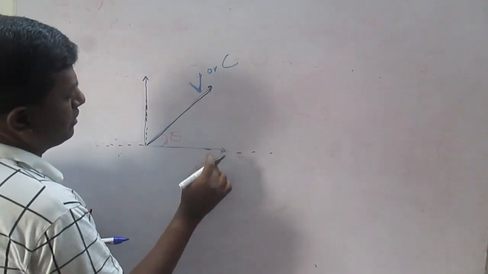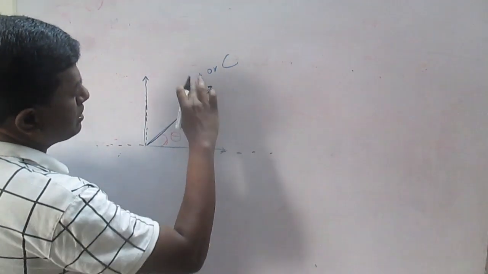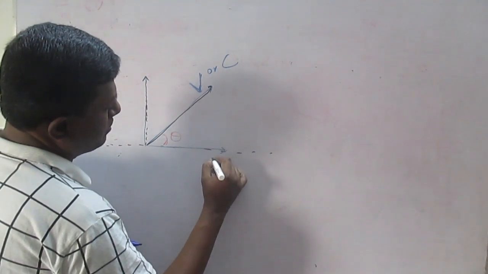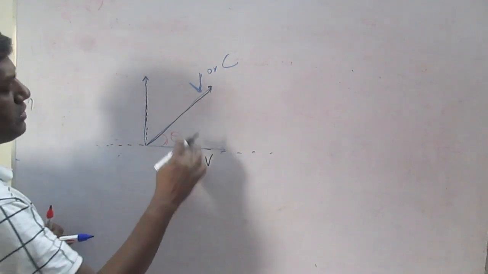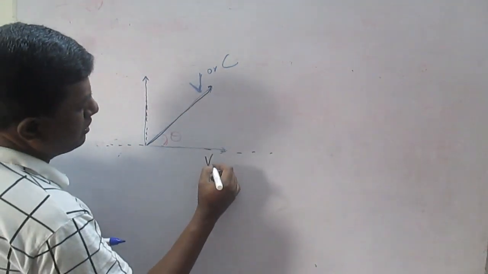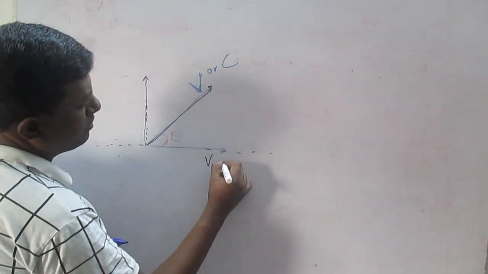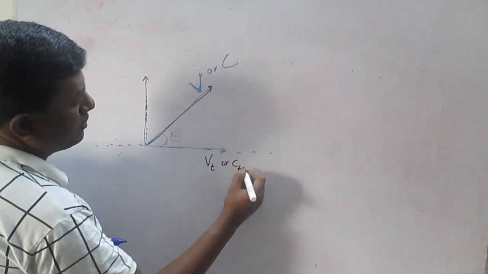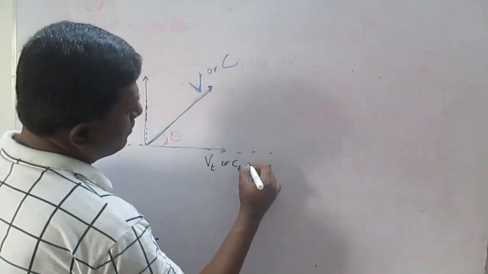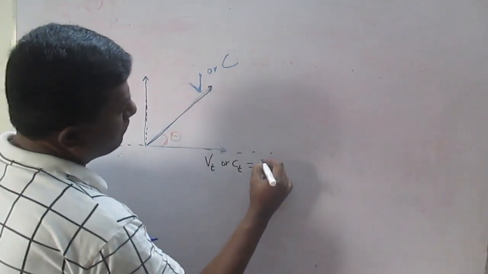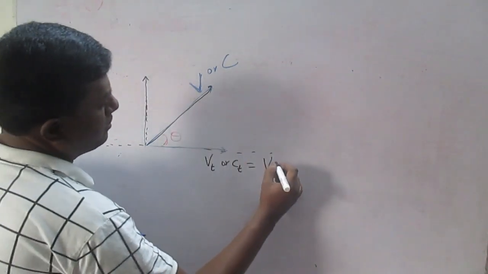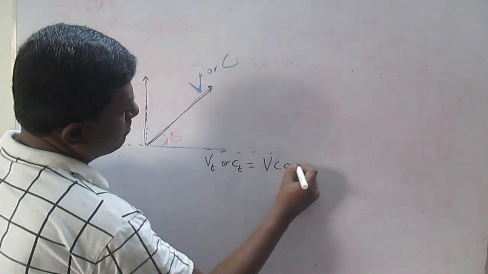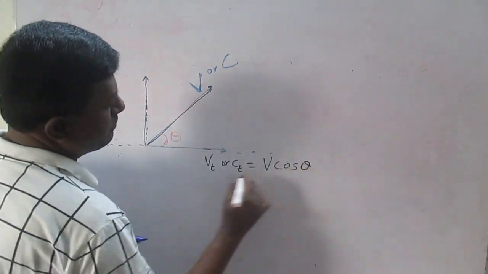Let's take the horizontal component first. This is the tangential component, which we generally call VT or CT. It is equal to V into cos theta, since theta is the included angle: VT equals V cos theta.